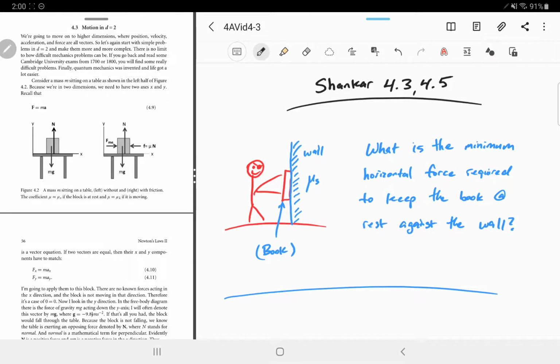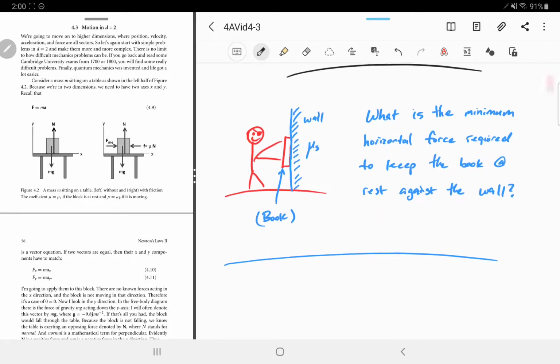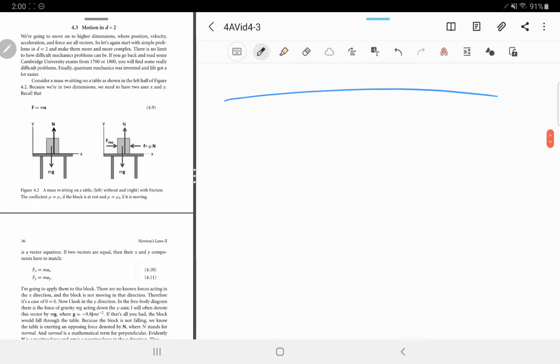Hello. This next video covers motion in multiple dimensions, analyzing dynamics problems in multiple dimensions, including ramps. So first, section 4.3 just introduces F equals ma in 2 dimensions, and then 4.5 will look in detail about ramps.